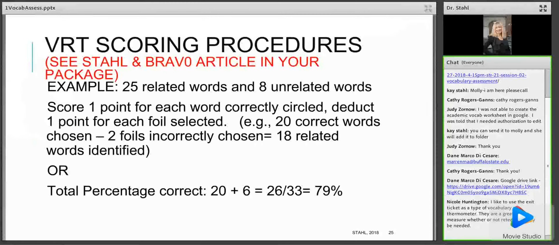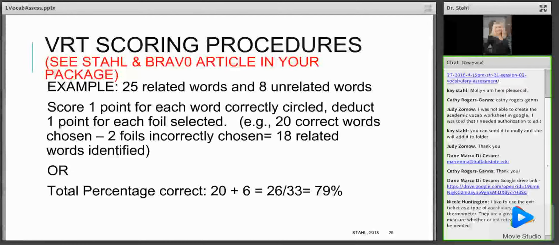All right. And there are many ways that you can score this. I would recommend that you take a look in the Stahl and Bravo article in your package. And in our example, there were 25 related words and 8 unrelated words. So one way to score it is to score 1 point for each word correctly circled, and then deduct a point if they picked any foils.